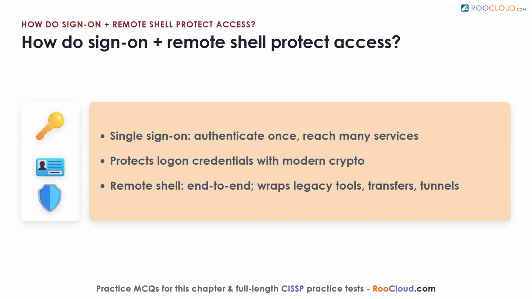How do the single sign-on and remote shell protocols protect access? By guarding credentials and sessions. The single sign-on protocol lets a user authenticate once and reach many services, and it protects the logon credentials with strong, modern cryptography so passwords are not exposed on the network. The remote shell protocol is a strong example of end-to-end encryption. It wraps insecure legacy utilities in a protected channel, secures file transfers, and can even act as a host-to-host tunnel. Think of the first as one trusted badge that opens many doors, and the second as an armored tube around a conversation that used to travel in the open.